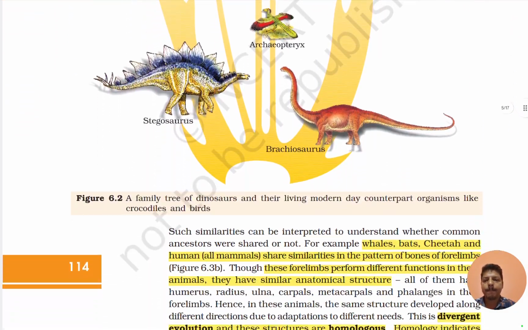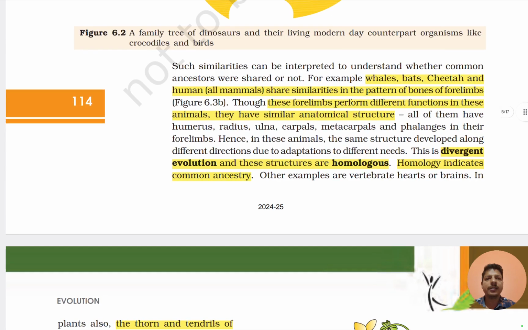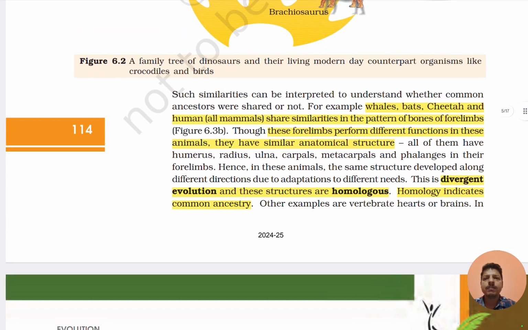Then, here you can see an example: whale, bat, cheetah and human share similarities in the pattern of bones of the forelimbs. Though these limbs perform different functions in these animals, they have similar anatomical structure. All of them have humerus, radius, ulna, carpals, metacarpals and phalanges in their forelimbs.